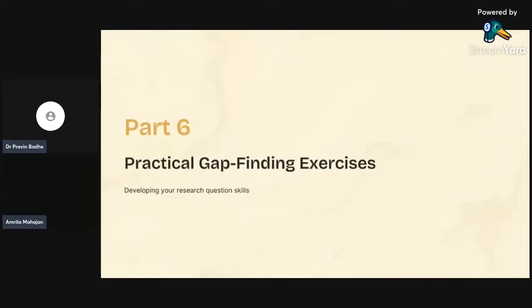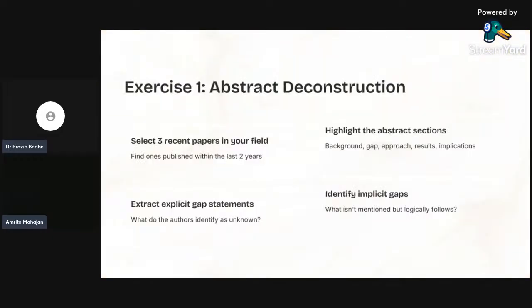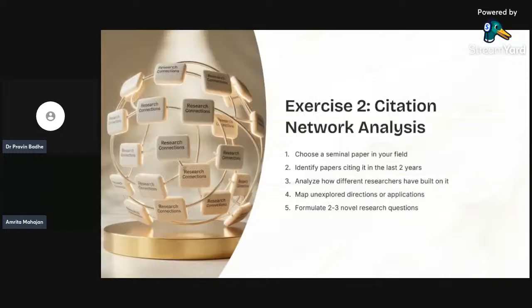So the last part is the gap finding exercise. The first is abstract deconstruction, which I have already told you about: select three recent papers in your field, highlight the abstract sections, and extract those gap statements which are identified as unknown, which they have not given you the ultimate proof for. Identify implicit gaps as well.